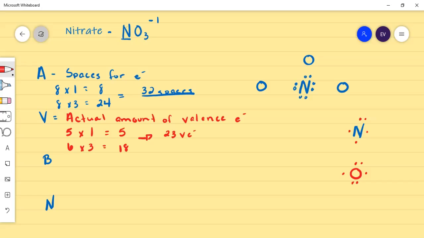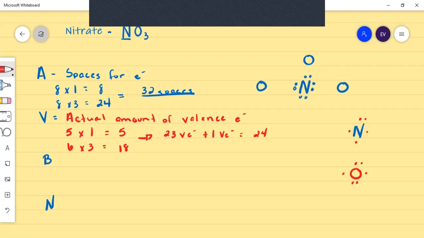Now remember, this ion has a -1 charge. That means that somebody, we don't know who, is carrying an extra valence electron somewhere. Because we don't know which one, we're just going to add one more valence electron to our total to take us to 24. 24 electrons. Now, we have our total for our valence electrons.